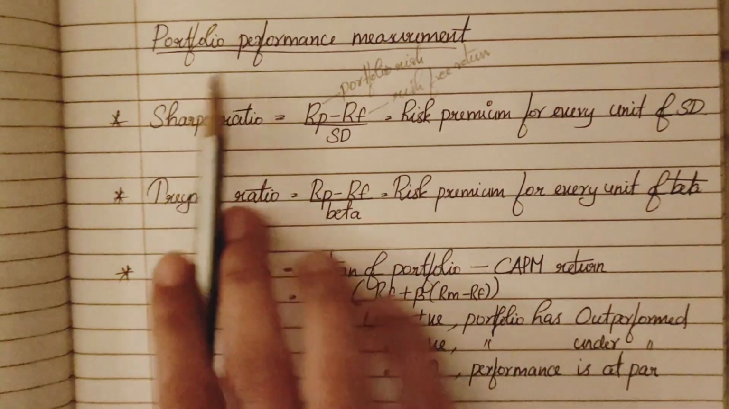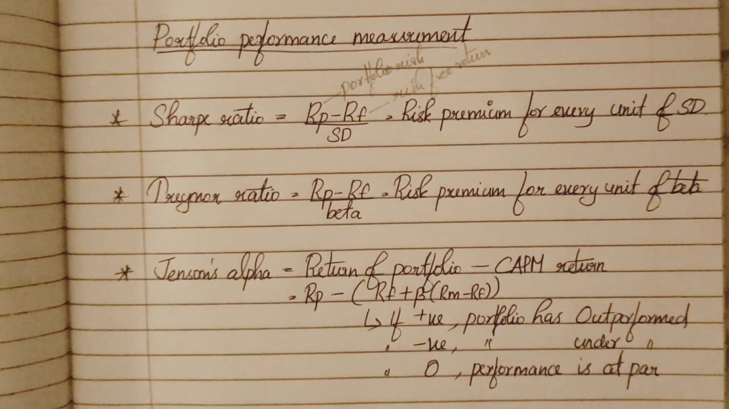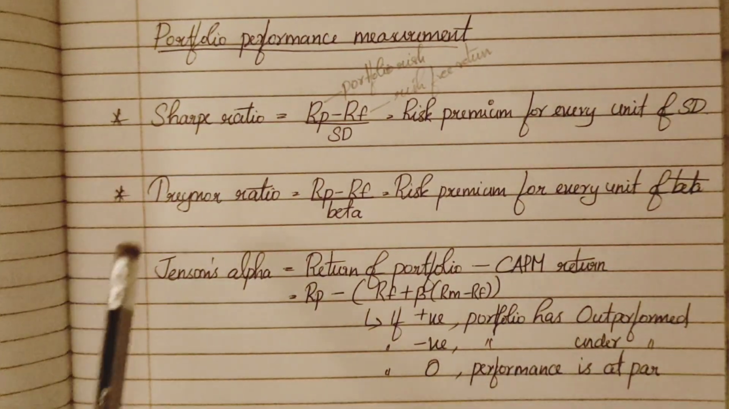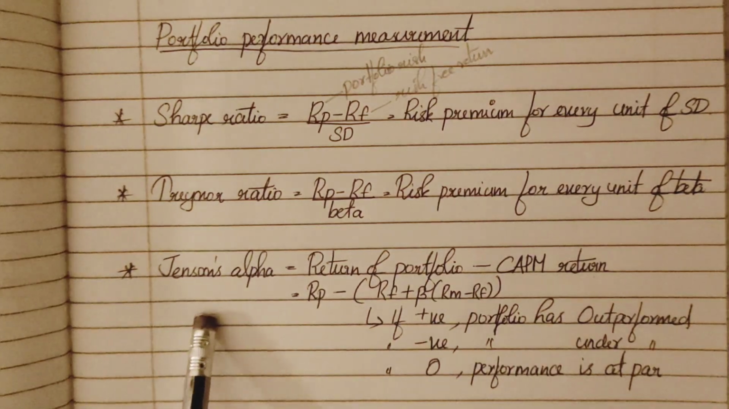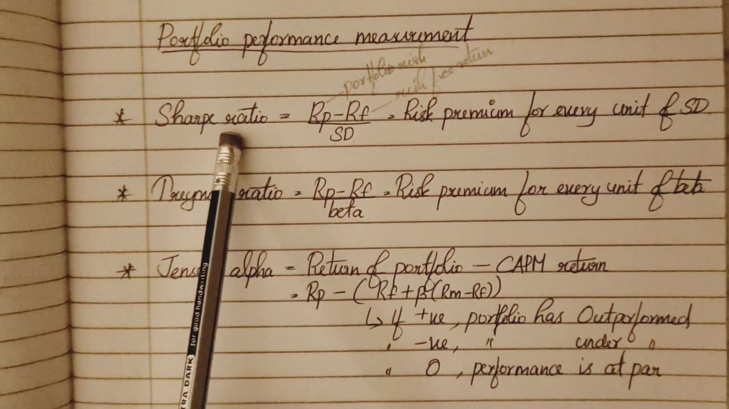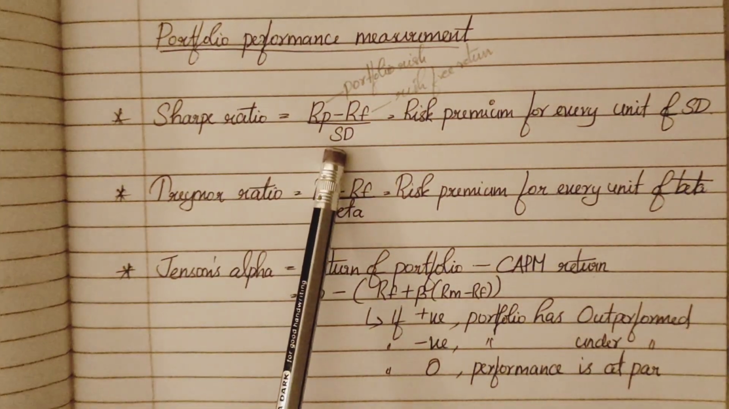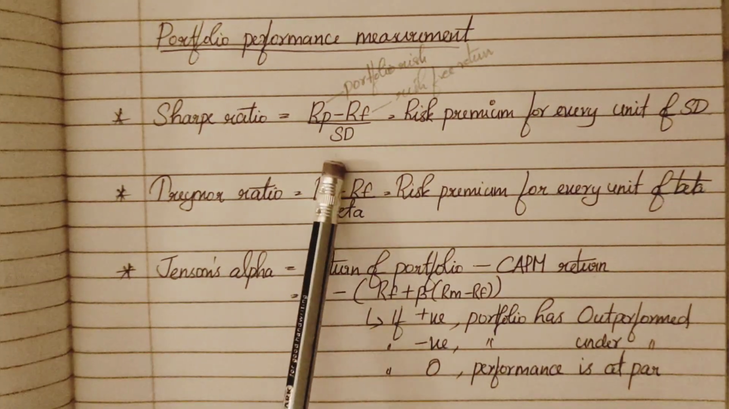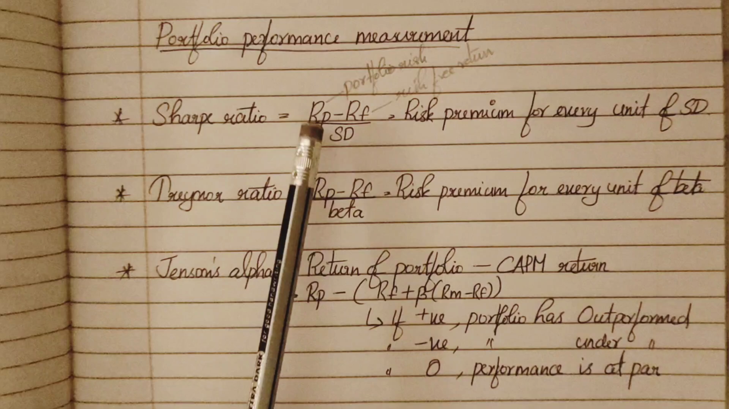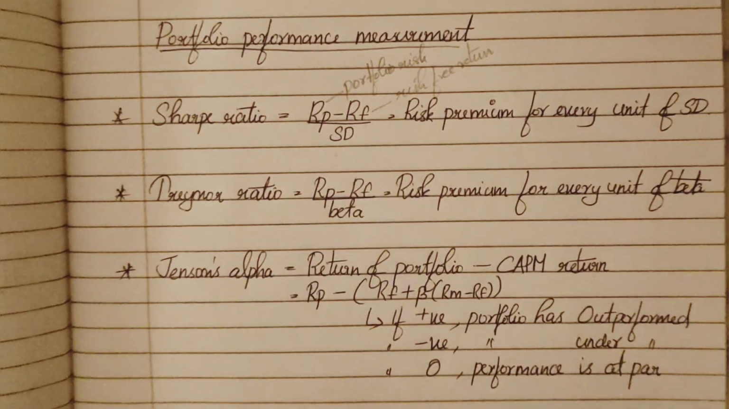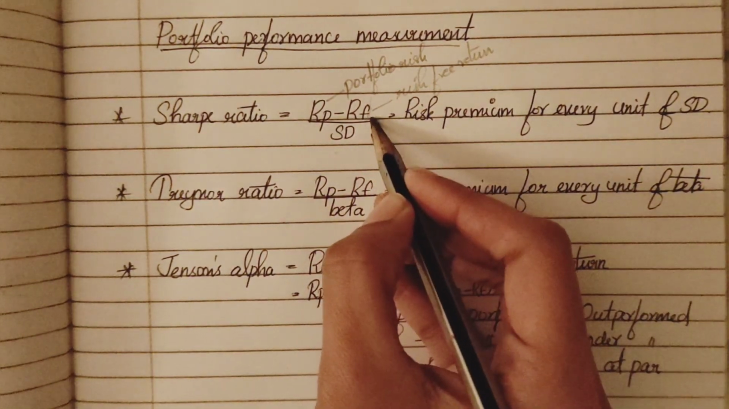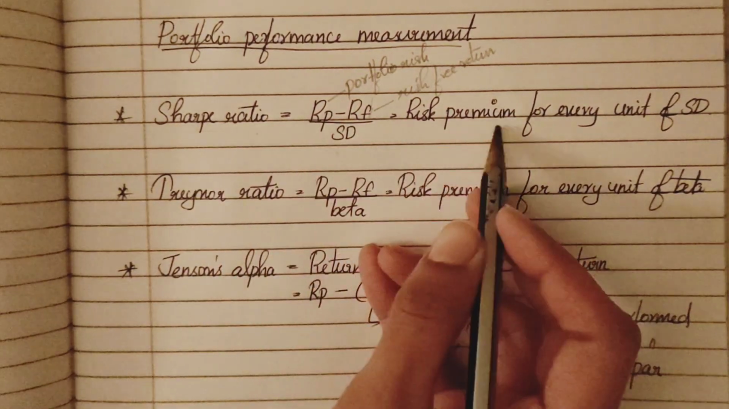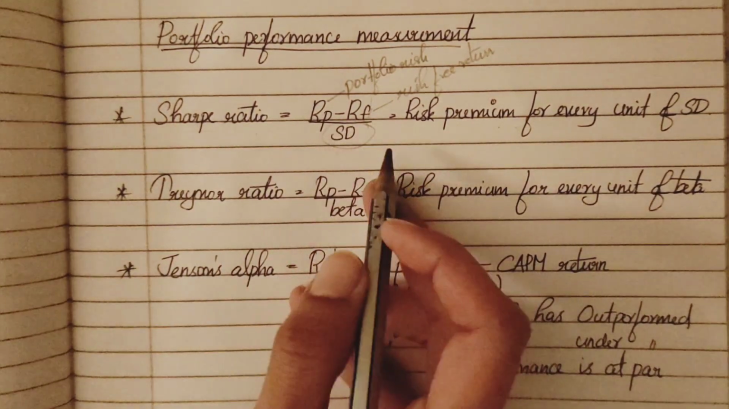Next topic is portfolio performance measurement. So portfolio performance measure ചെയ്യാനായിട്ട് there are 3 methods: Sharpe ratio, Treynor ratio and Jensen's alpha. So Sharpe ratio formula is return from portfolio minus risk-free return divided by standard deviation. അതായത് return from portfolio minus risk-free rate അഥവാ return from market is the risk premium. So Sharpe ratio measures the risk premium for every unit of standard deviation.